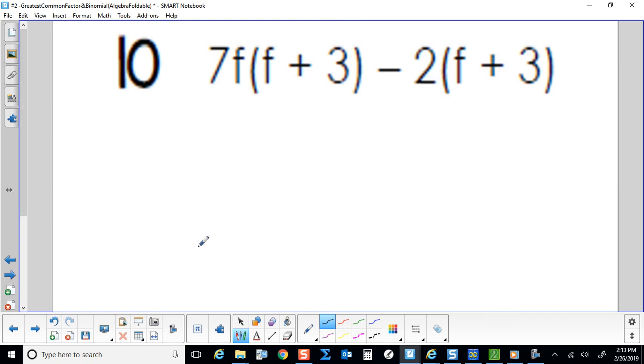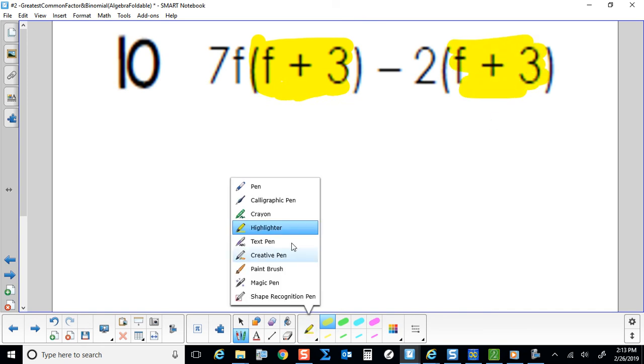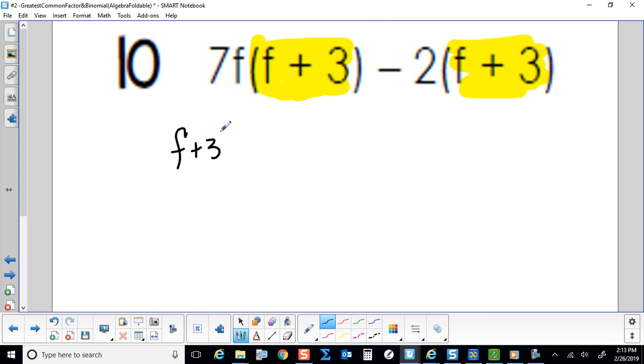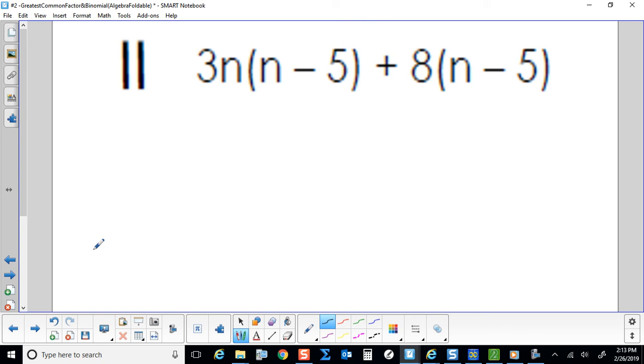Try number 10. And I can factor out f plus 3 because there's one in this term and there's one in this term. So I can factor that out. F plus 3. And that leaves me 7f minus 2. Try number 11. And try number 12.